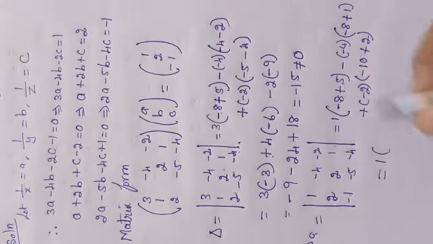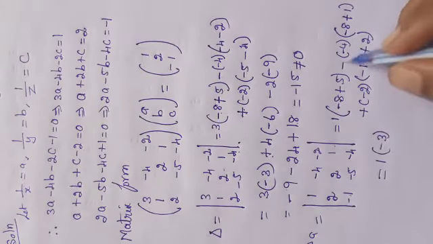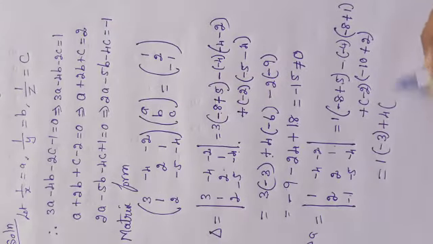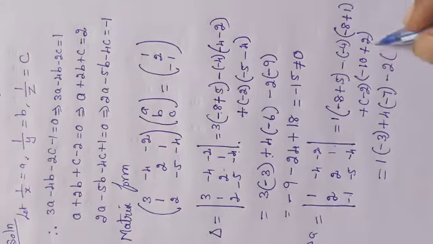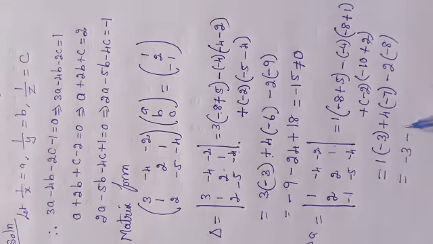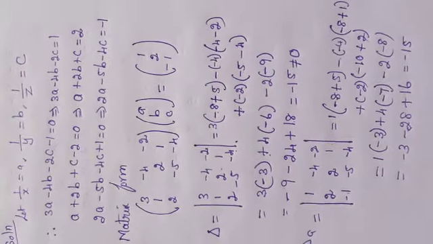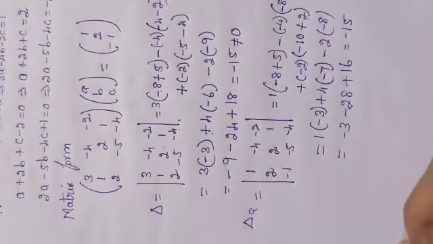See, 1 into minus 3, this is plus 4 into minus 8 plus 1 minus 7, minus 2 into minus 8. This is minus 3 minus 28, minus into minus plus 2 into 8 is 16. So we may get minus 12, minus 12, minus 3 is minus 15. Is that clear? So we have got delta A.